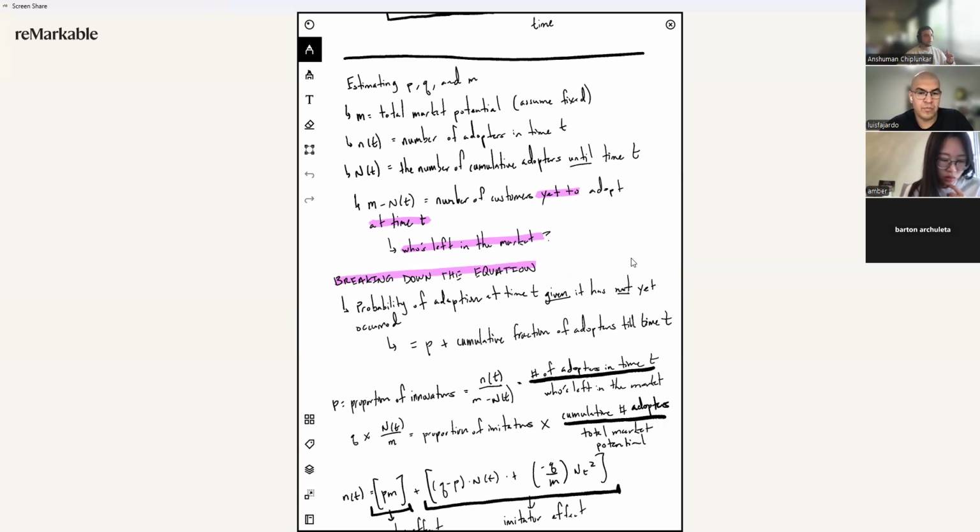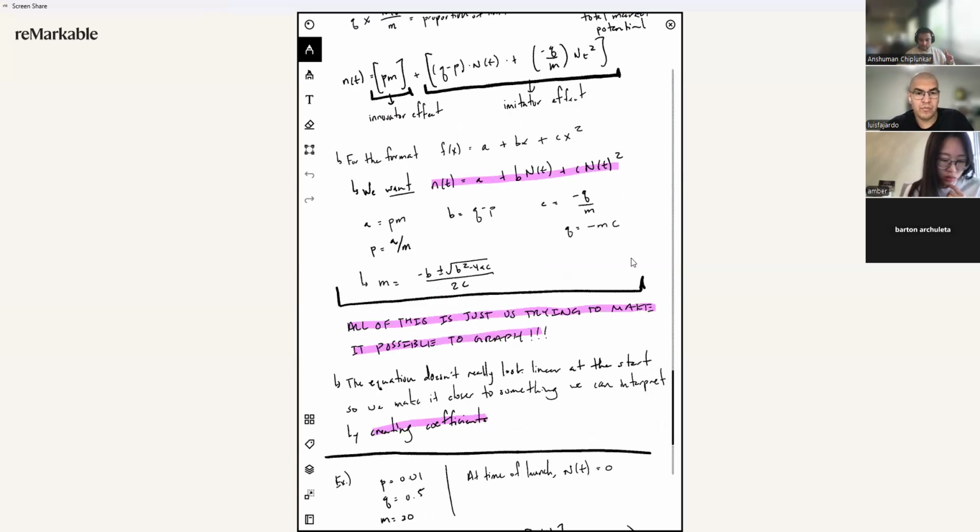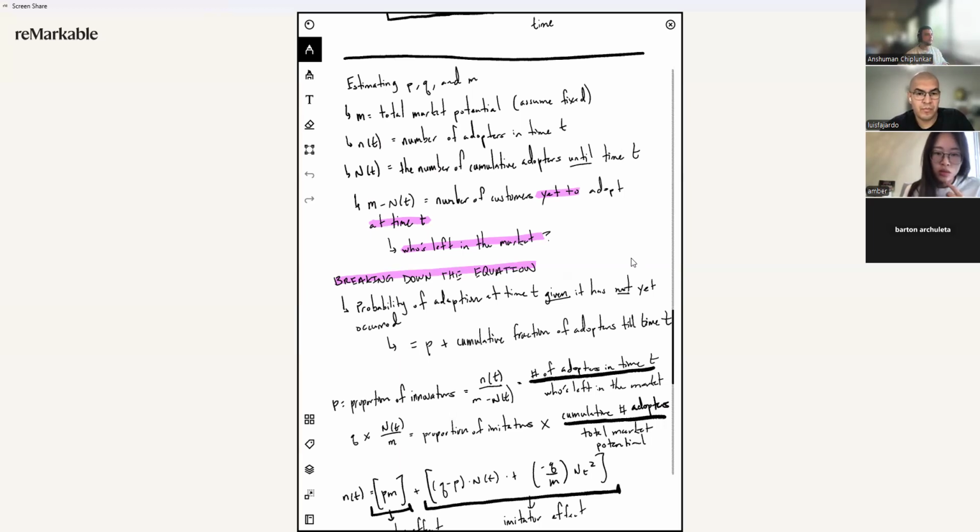I'm going to break this down a little bit further. If you look at the proportion of innovators down here, the actual equation for that is little n of t divided by m minus big N of t, which in words just means this is the number of adopters in time t that we've had so far, and then we're going to divide that by who's left in the market. This is the proportion of who we have so far versus who's left in the market.